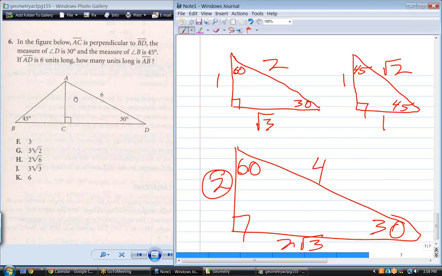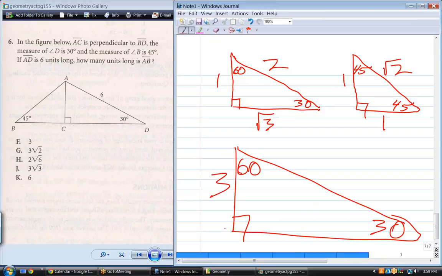Notice this problem. We know that's a 30 degree, we know that's 90, and that's 6. What's the similarity ratio with this triangle? 3. Which makes the vertical height AC equal to what? 3.